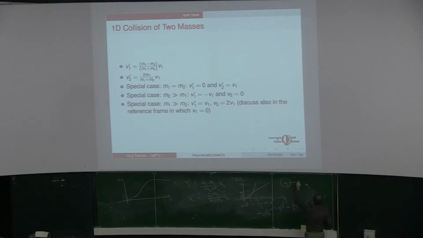When they collide, well, the formulas already tell you the result. If M1 is really heavy, then the velocity of the first mass after the collision is just V1, it doesn't change. And the velocity of the second mass, though, is twice your velocity.